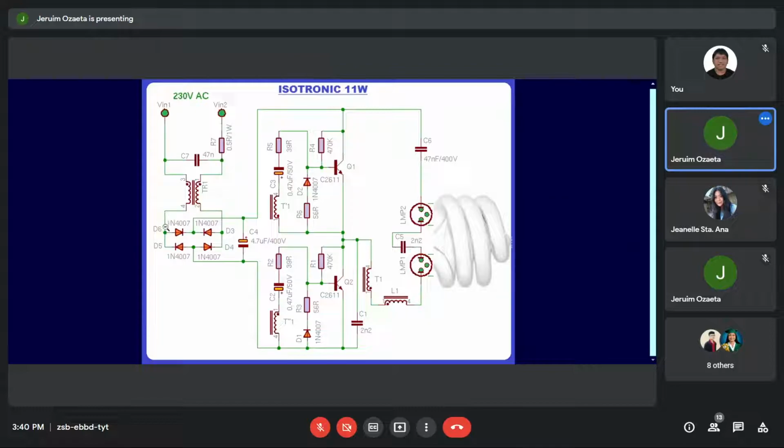Papasok dyan, mare-rectify so that the ongoing positive value will be outputted in the anode at D1, at D6 and D3, and the negative will be taken at D5 and D4. So the positive value, negative value output is filtered by C4, capacitor 4, so that here now is the supply. This leg now is the positive source of the direct current into the circuit, and here the negative side of the circuit. Okay.